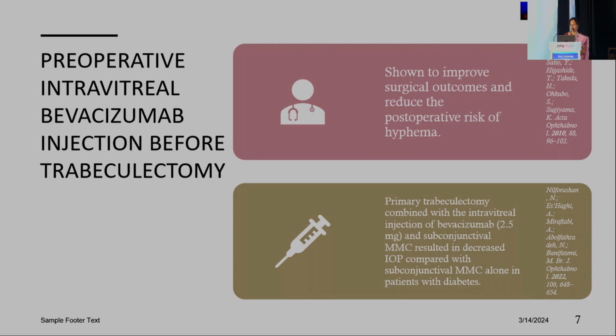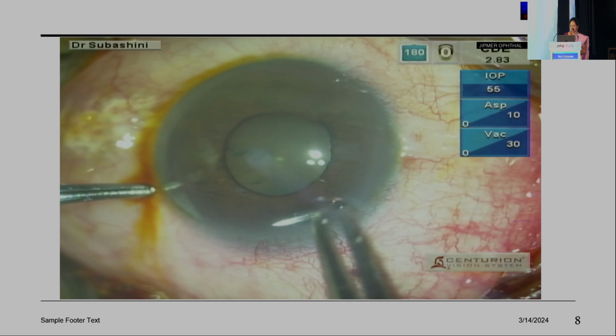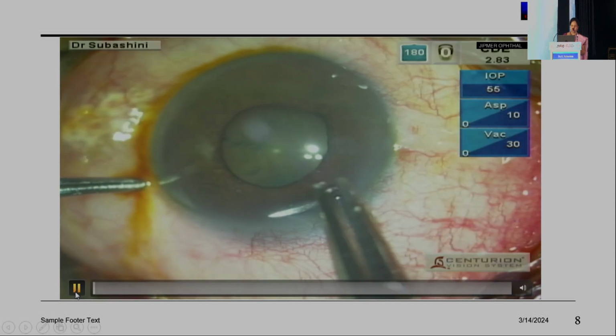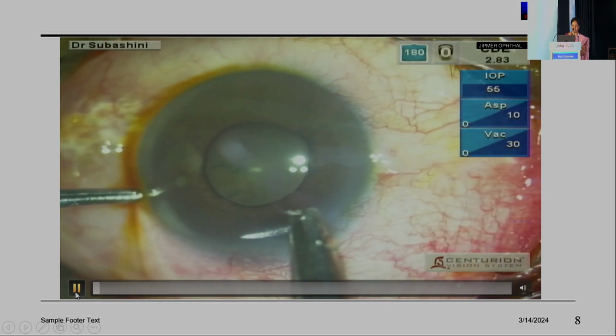And there's a study which has shown that primary TRAB combined with intravitreal injection of bevacizumab and subconjunctival MMC resulted in decreased IOP compared to just the use of subconjunctival MMC without intravitreal injection. So it has become standard practice that intravitreal injections are given 1 or 2 weeks before planning the trabeculectomy surgery. So this is a quick surgical video of how a trabeculectomy is done.